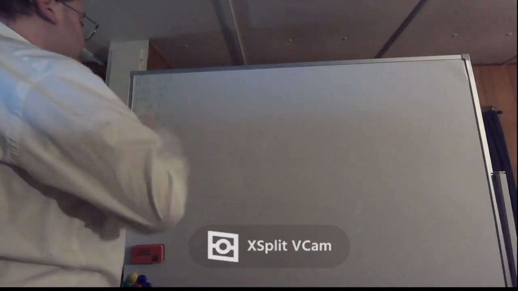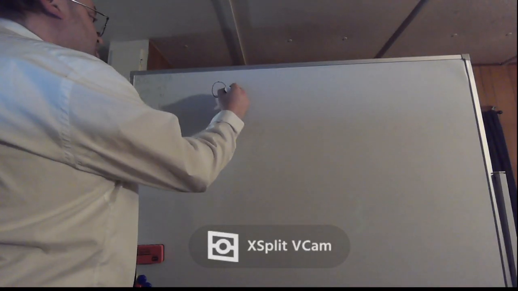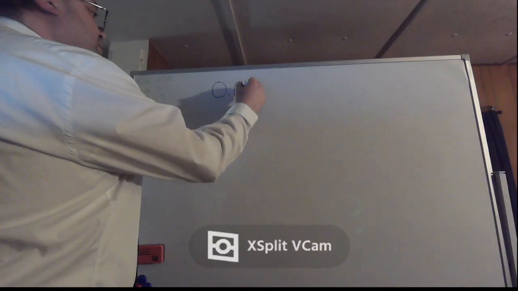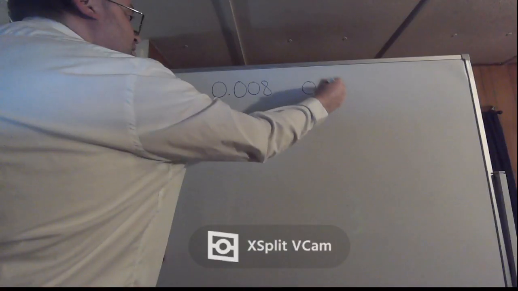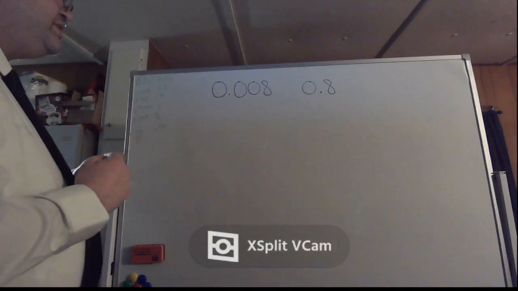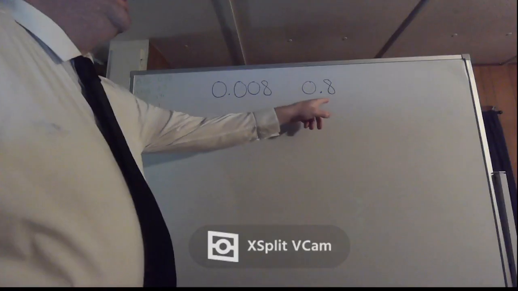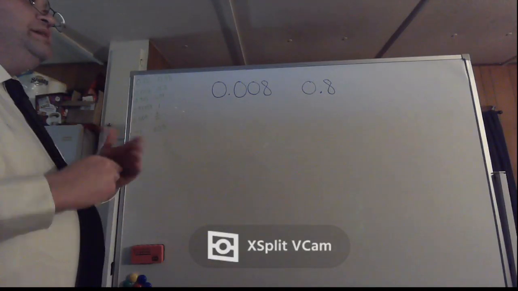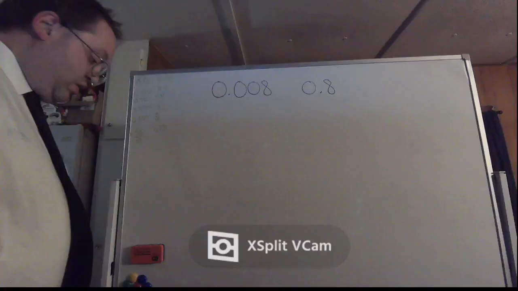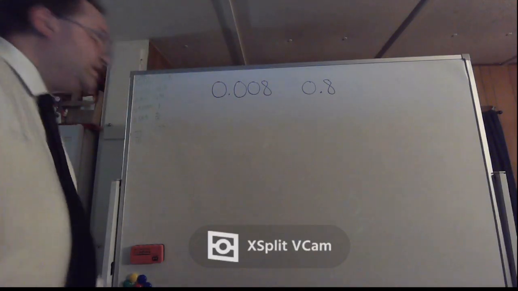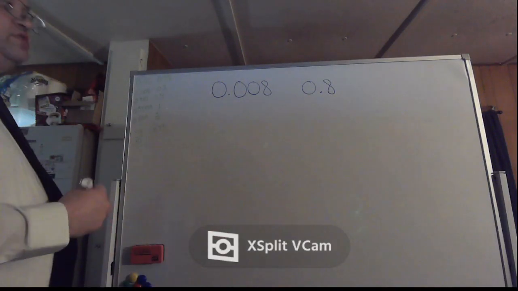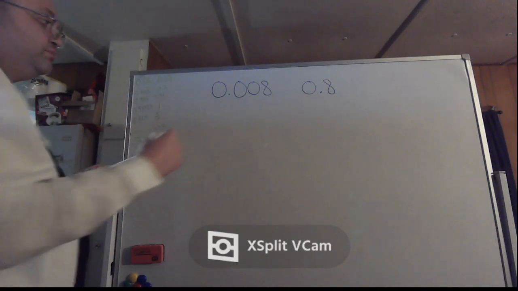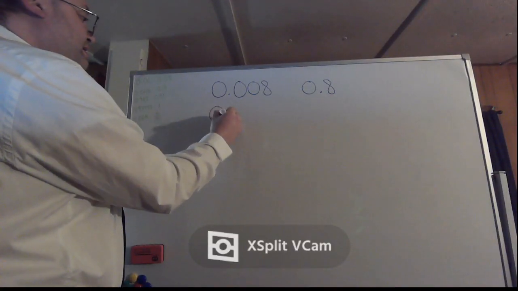Now let's get into some other numbers here. Say I give you 0.008 and then 0.8. So we have 8 thousandths and 8 tenths. Which number is going to be bigger? Well, a good trick here, since the first number has 3 decimal places, the second number has 1, we can try to get the second number to also have 3 decimal places.